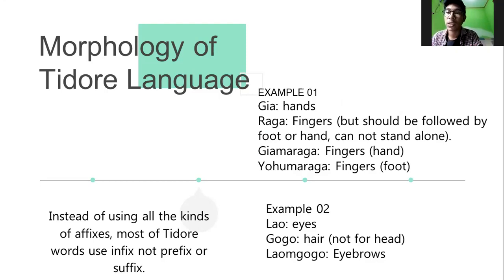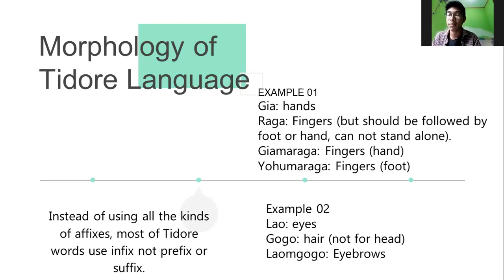And then the next one, gia maraga, which is the combination of gia and raga with the infix in the middle, which is ma. So when you say gia maraga, it would mean the fingers of the hand. Yohu is foot, raga is fingers. Again, raga cannot stand alone. So you have to put the infix in the middle, which is ma, so that it can have the clear meaning.